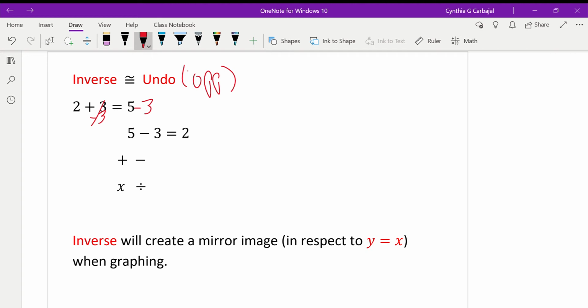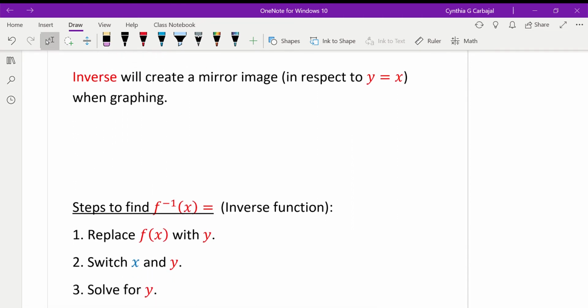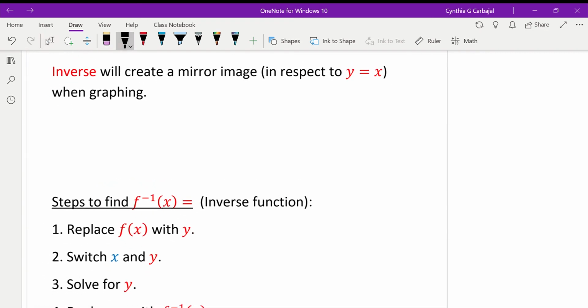Now, the inverse operation of addition is subtraction, and vice versa. The inverse operation of multiplication is division, and vice versa. Okay, so we have to remember that from Algebra 1. It says inverse will create a mirror image with respect to y equals x when graphing. So in your assignment and in your test at the end of this week, you would be given some graphs, and this is important. The linear parent function will be there, and when you graph your first function and then graph the inverse function, they will create a mirror image, and hopefully we'll see that right now.